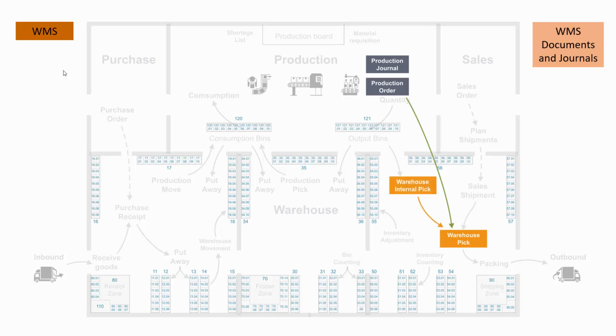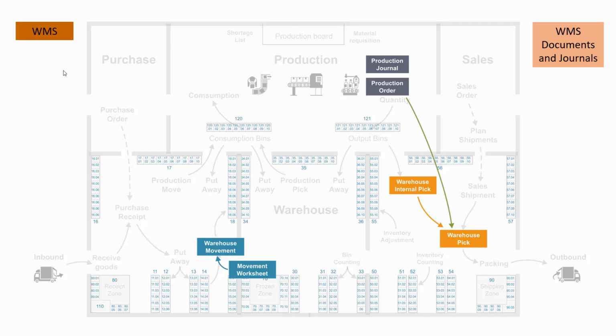But you can also create a warehouse internal pick to create the warehouse pick. So it's also possible to manually create an internal pick if you want to move the goods into the production area. And that could be created manually, the internal pick, and from that you can create a warehouse pick without a source document.